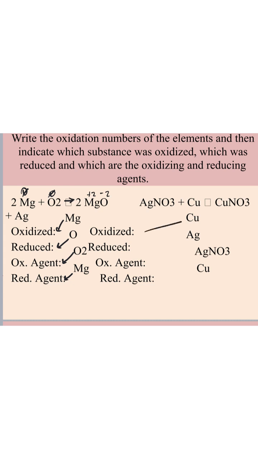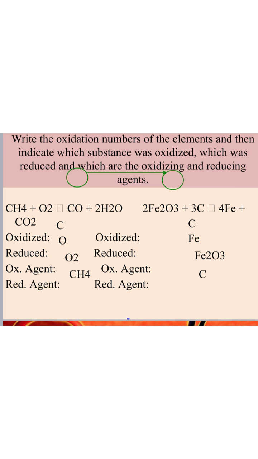copper is oxidized, silver is reduced, your oxidizing agent is silver nitrate, your reducing agent is copper. We're going to do the same on this one. I will fix the formatting as best as I can. Carbon is oxidized, oxygen is reduced, your oxidizing agent is O2, your reducing agent is CH4. And the other one, carbon, again, is oxidized, iron is reduced, your oxidizing agent is the iron 3 oxide, and your reducing agent is the carbon.